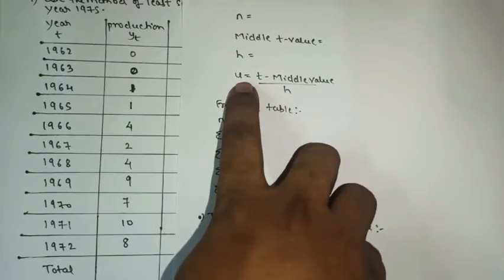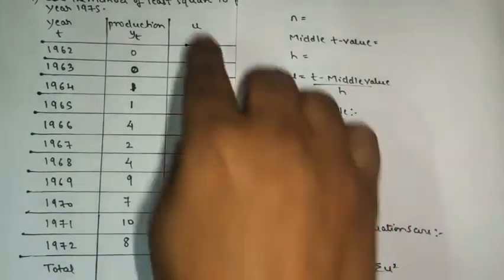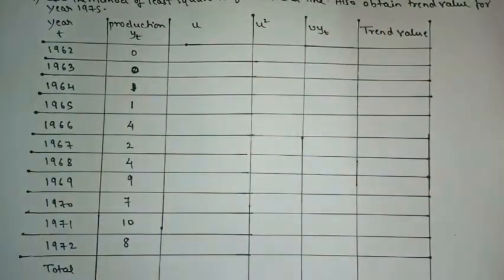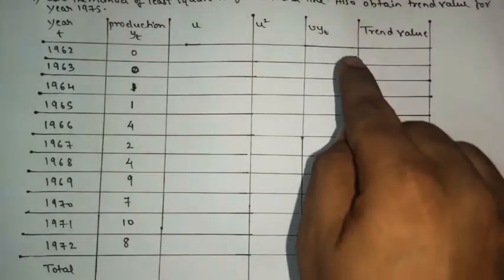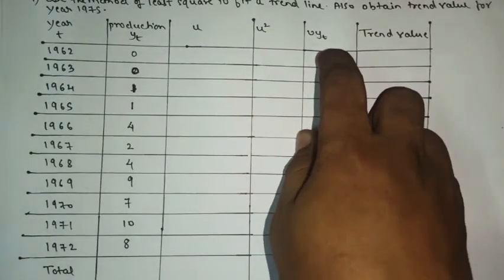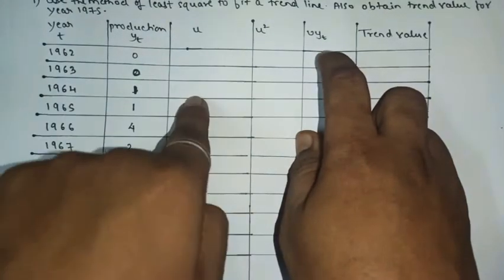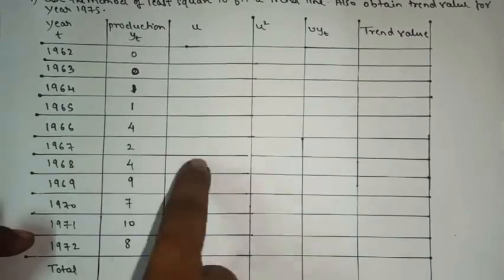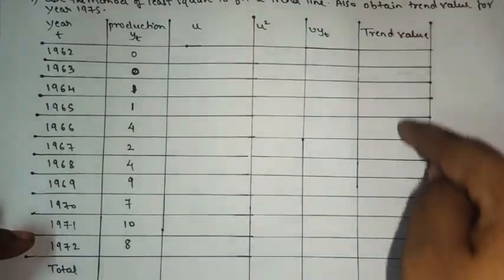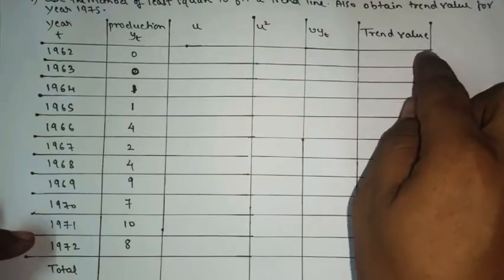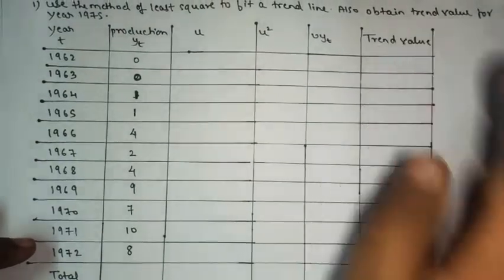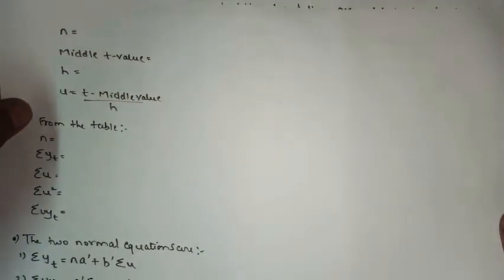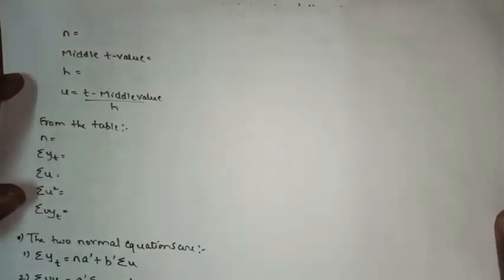So you have to remember this formula when you find the value of u. Okay, now after finding the value of u, you will find u square. Then we have to multiply these two columns to get uy. That means column number five, and in the last column you have to find the trend value. Okay, so now we'll see the format, what all things we have to find and remember.